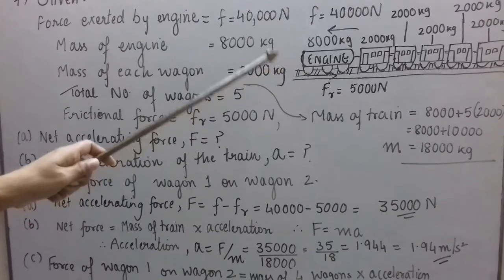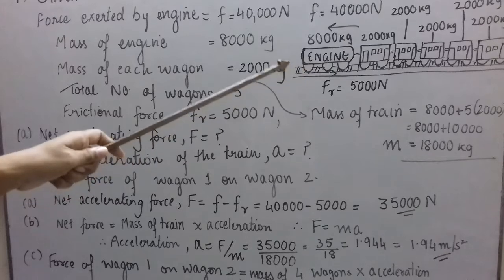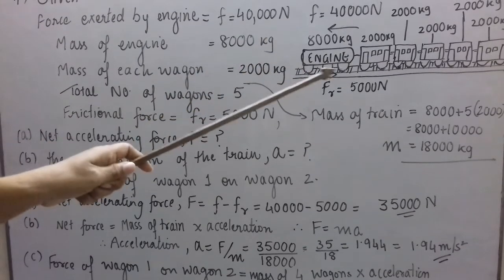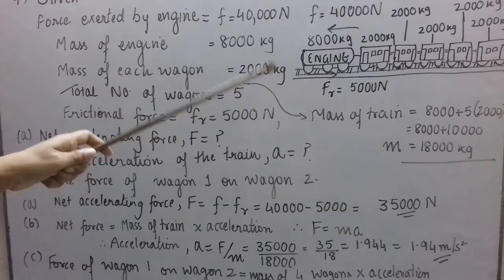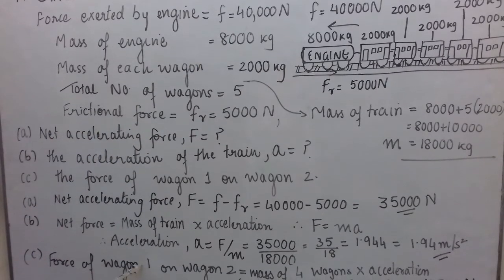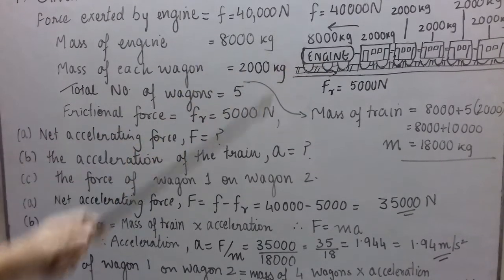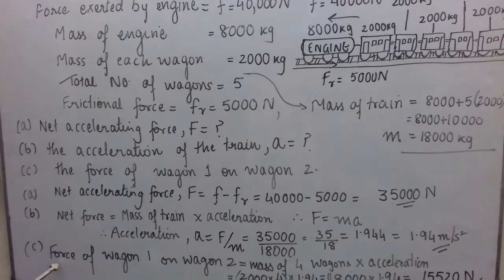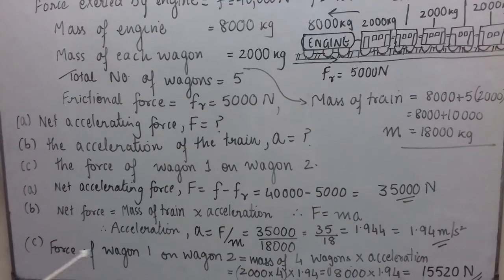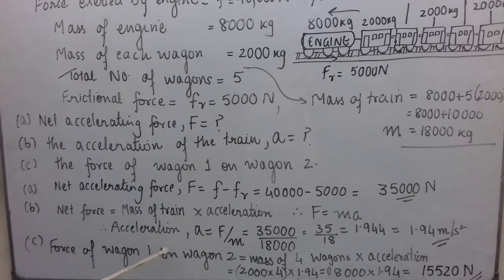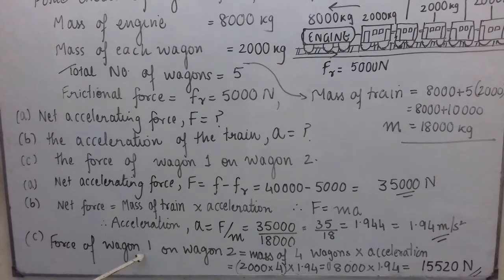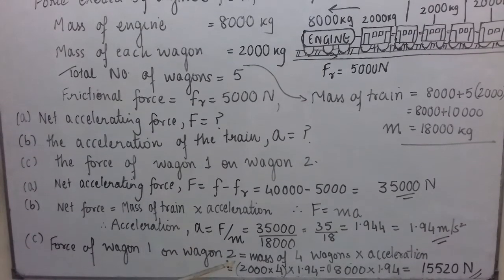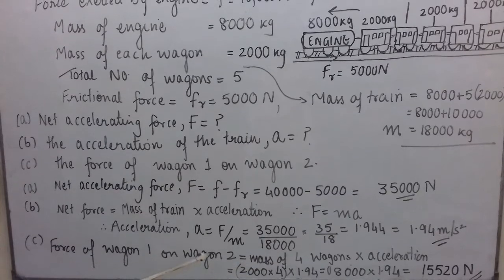But wagon 2 is also connected to the other 3 wagons, or we can say there are 3 wagons connected to the second wagon. So the force which wagon 1 is applying on wagon 2 will be applied on all the 4 wagons which are connected together, which are lying behind the first wagon. So force of wagon 1 on wagon 2, if we use the formula mass into acceleration, we have to take mass of 4 wagons, not of the second wagon alone, as 3rd, 4th, 5th are also connected to wagon 2.